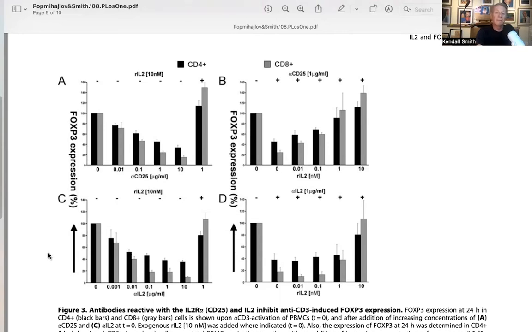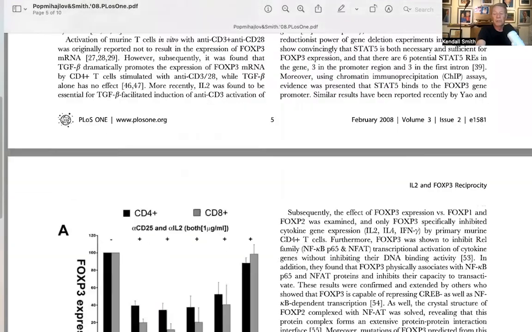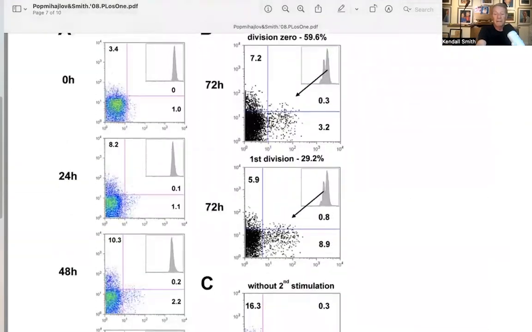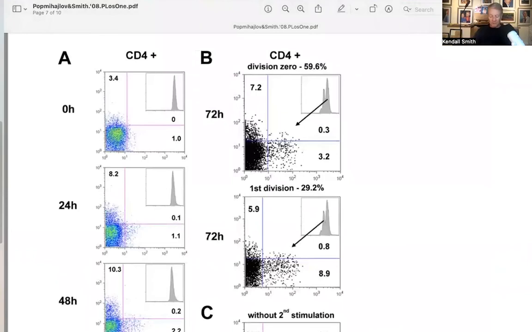So then if you look at the effect of anti-interleukin-2, you see a progressive decrease of FOXP3 expression in the presence of increasing concentrations of IL-2 antibody, and then you can overcome that suppression by adding in interleukin-2. So there's a reciprocal relationship between these two things, which stimulated us to go on to figure 5 now in the paper.